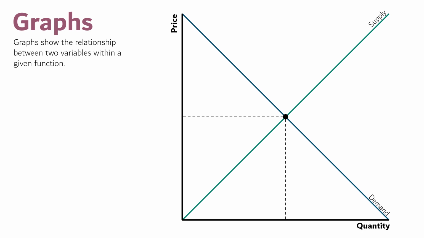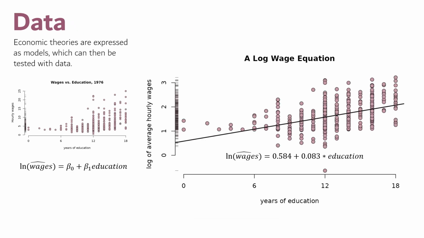Remember, graphs are just a combination of two number lines. As we move rightward from any point on the graph, we are increasing the value for quantity. As we move upward from any point on the graph, we are increasing the value for price. Graphs are another way of displaying our economic models, and they also let us pair the theory with real-world data.